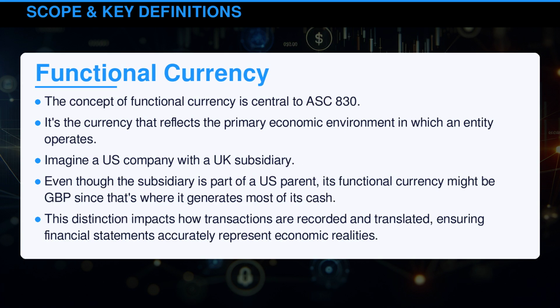The concept of functional currency is central to ASC 830. It's the currency that reflects the primary economic environment in which an entity operates. Imagine a US company with a UK subsidiary. Even though the subsidiary is part of a US parent, its functional currency might be GBP, since that's where it generates most of its cash. This distinction impacts how transactions are recorded and translated, ensuring financial statements accurately represent economic realities.